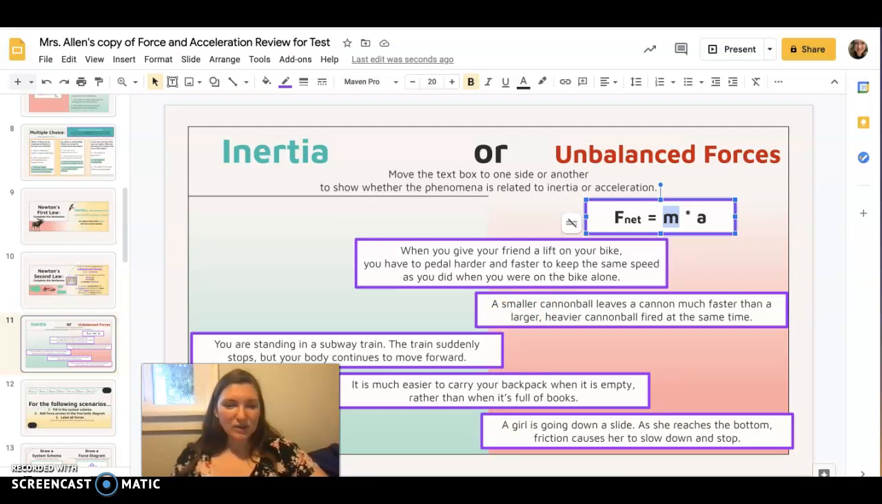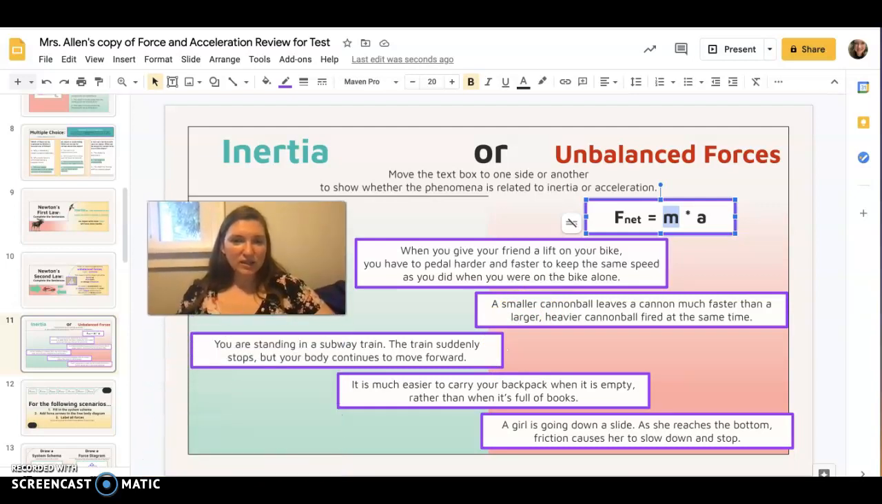Let's see. You are standing in a subway train. The train suddenly stops, but your body continues to move forward. That is inertia. It is much easier to carry your backpack when it's empty rather than when it's full of books. So same thing with the bike thing here. You can kind of see it both ways.